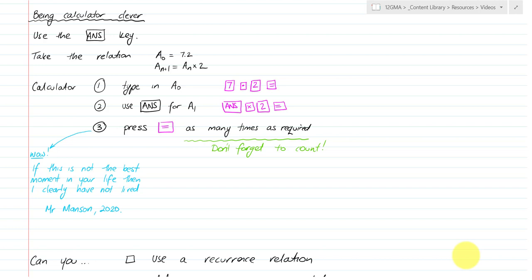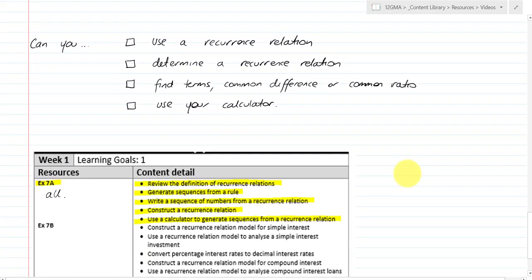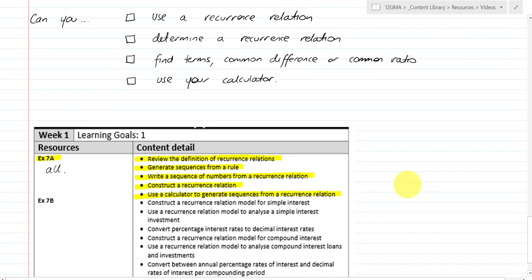And now I'm going to use the answer key to write the next step of my recurrence relation. So I'll do answer times 2 equals, and it will give me 14.4, but this is where the magic starts. If I press equals again, it does the whole calculation again for me, giving me 28.8, and equals again 57.6, so on and so forth, and you can see it growing. So we can put in the recurrence relation straight into our calculator as many times as we need to, but of course you need to make sure you don't forget to count.